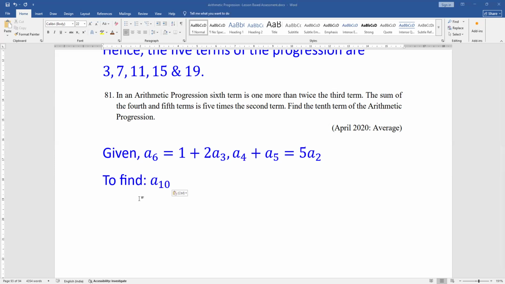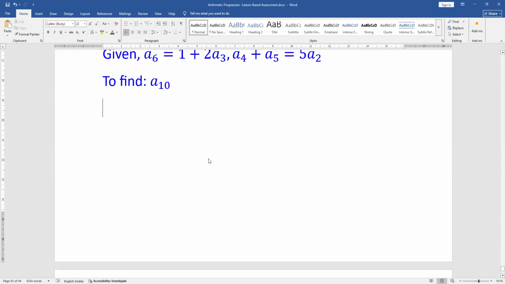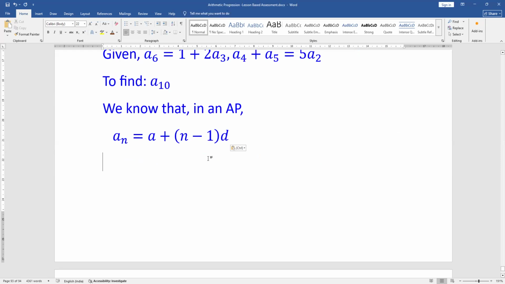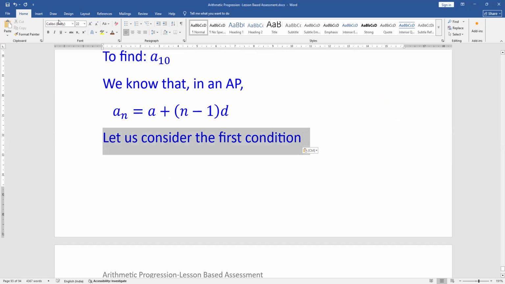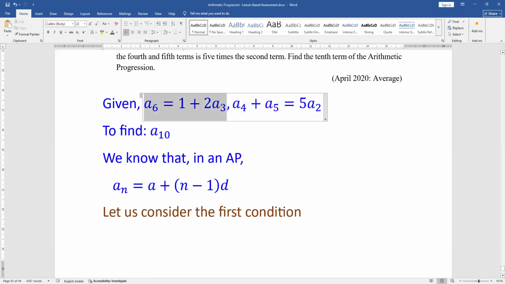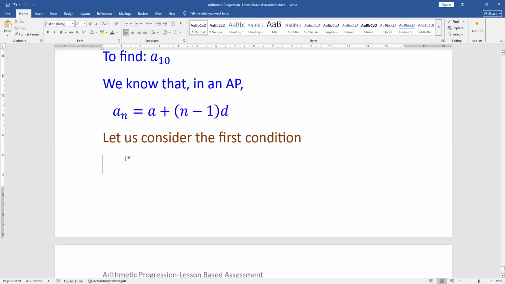Now we know the formula: in any AP, a_n equals a plus (n minus 1)d. Now let us consider the first condition. What is the first condition they mentioned? The first condition mentioned is a6 equals 1 plus 2a3.